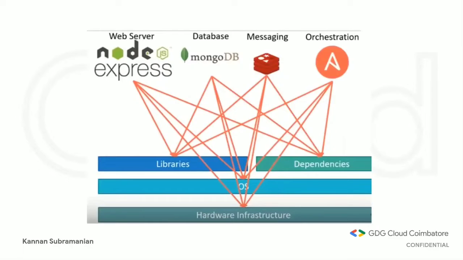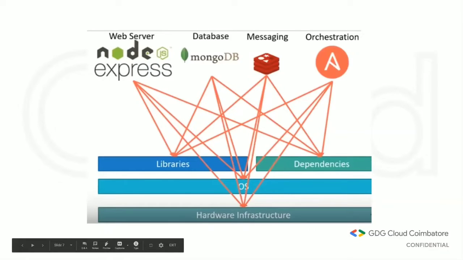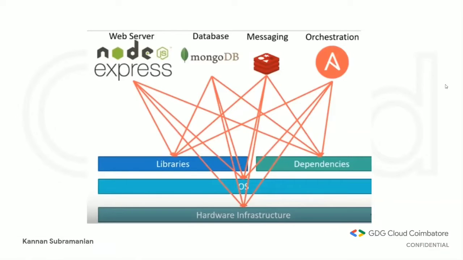What's next? Now we are looking at the application as Docker. Before we dive into Kubernetes, you need to know about Docker because it is the main thing. We have a web server, database, messaging and orchestration. For example, for the web server we have Node.js, for the database we have MongoDB, and for messaging and orchestration we have that.